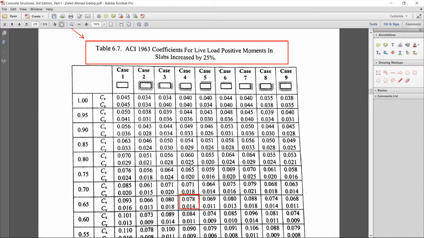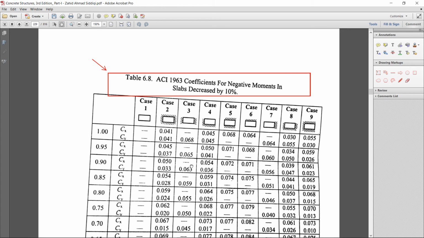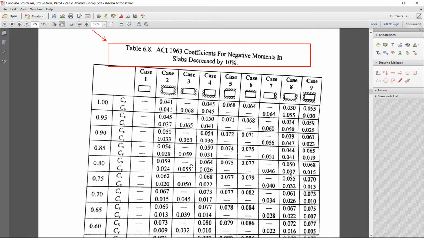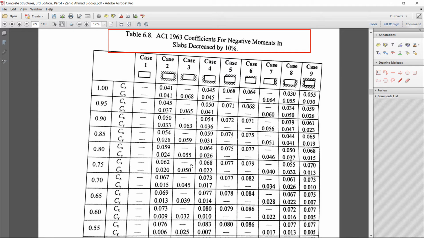Now the last table, that is ACI negative moments, coefficients for negative moments in the slab. So case 4, 0.65. Here is the table that we will follow. So these three coefficients we need from the three tables depending upon the case.